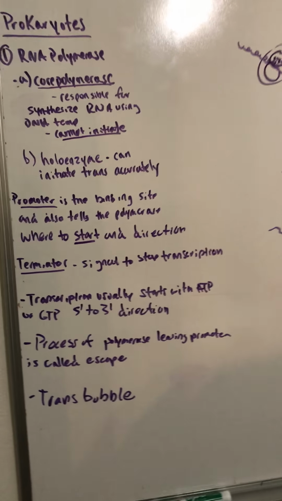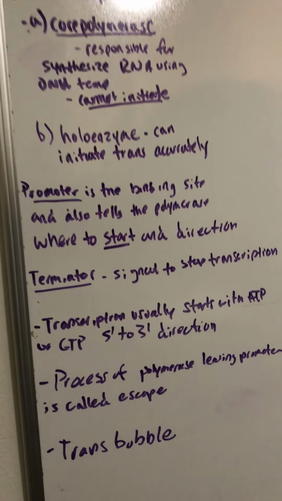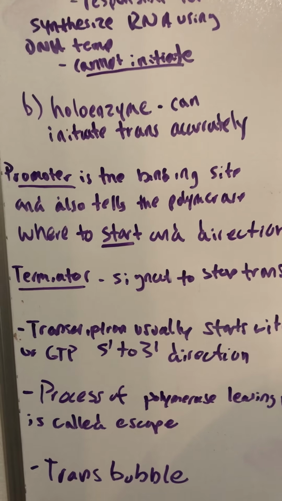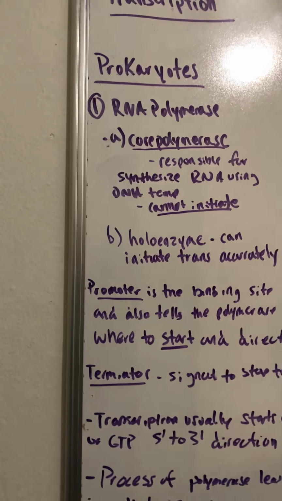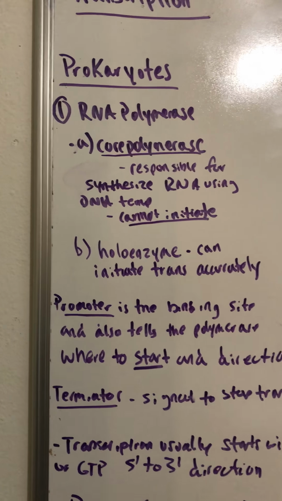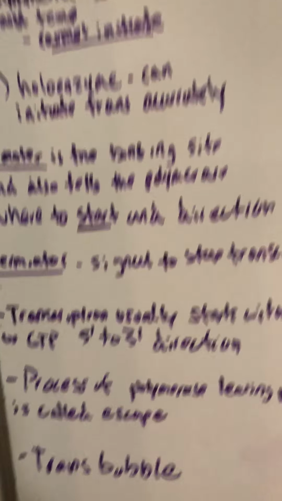However, the reason why it needs a holoenzyme is because it cannot initiate transcription accurately. Again, that's where the holoenzyme comes in. It can initiate the transcription assembly accurately. The RNA core polymerase can initiate transcription, but it doesn't do so accurately, so that's why it needs a holoenzyme.